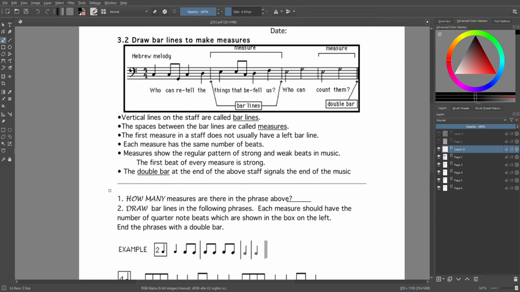So we're going to figure out how many measures are in this phrase above. Well, let's take a look. Let's look at the bar lines. So we got one here, the first one. Here's where the bar line stops. We have another one here, another one here, and another one here. That's 1, 2, 3, 4. So we have 4 measures in that phrase above.